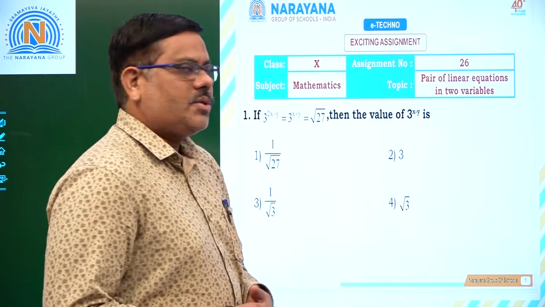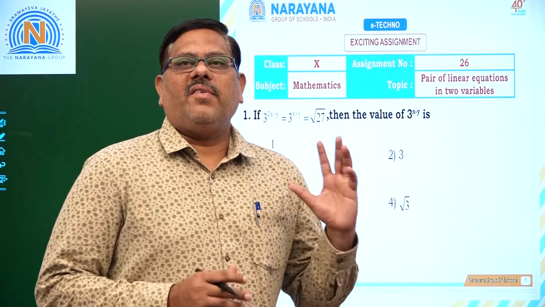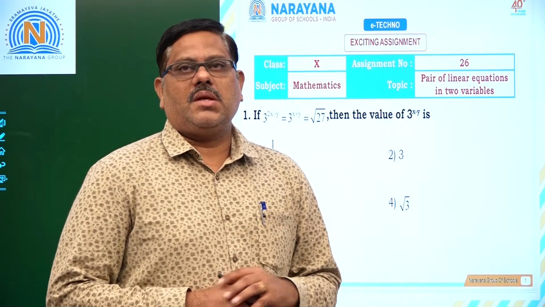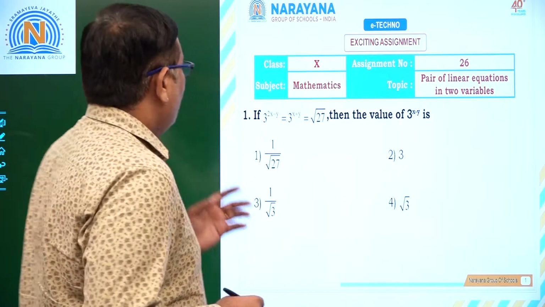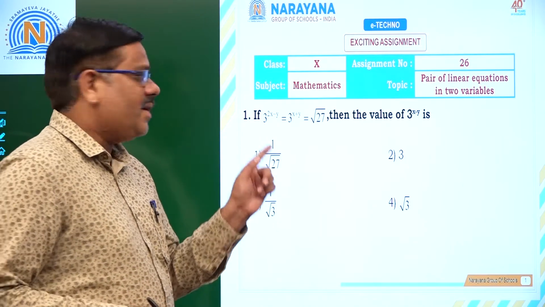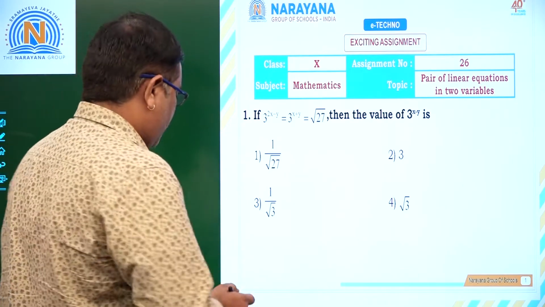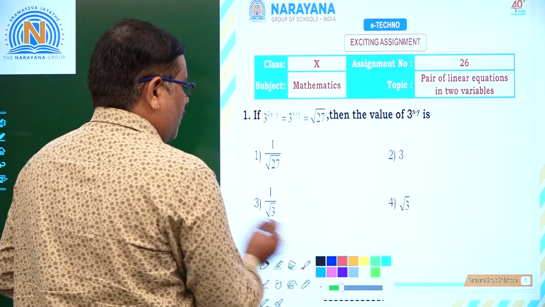Today for class 10 students, we are going to discuss assignment number 26 on pair of linear equations in two variables. Let us start with the first question. If 3 power 2x minus y is equal to 3 power x plus y, that is equal to root 27, then the value of 3 power x minus y is. Fine. How to solve this question?